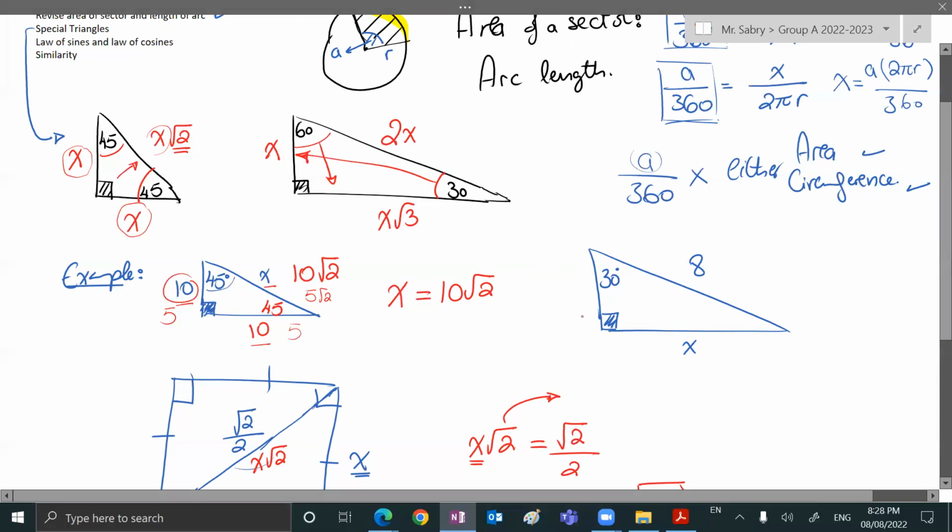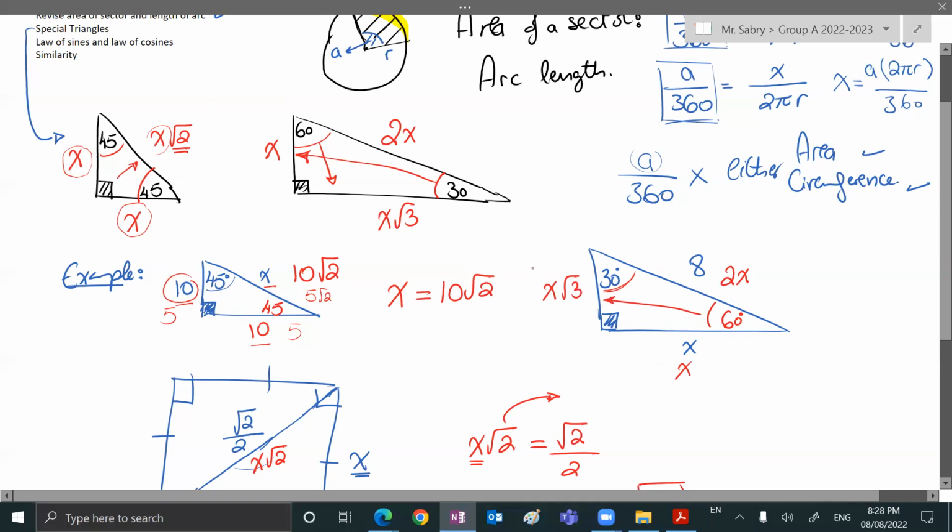We think, if this is a right triangle and we have 30 degrees, this means that this one is 60 degrees. This means it is a special triangle. What do I know about the special triangles? The side in front of the 30, if it is x, then the hypotenuse is supposed to be 2x. Then the one in front of the 60 is supposed to be x root 3.